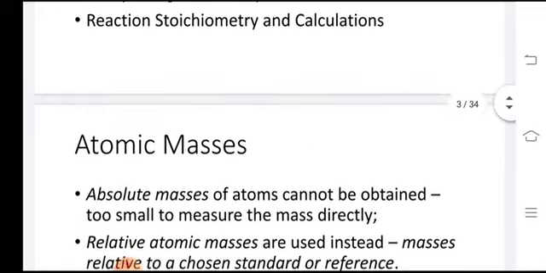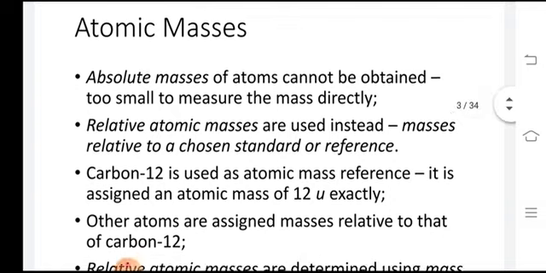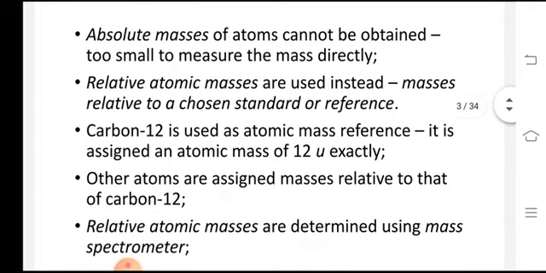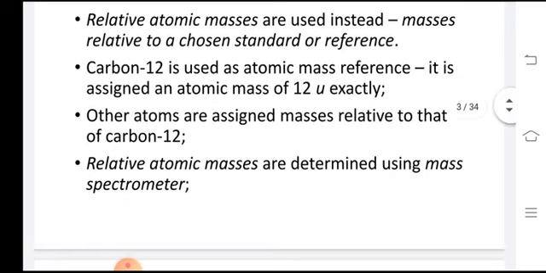Now if you see atomic masses, I think it's quite clear. I would just like to revise that carbon 12 is used as the atomic mass reference. That is considered to be the most stable isotope, and the weight of that carbon 12 is considered as the basic unit, 12.